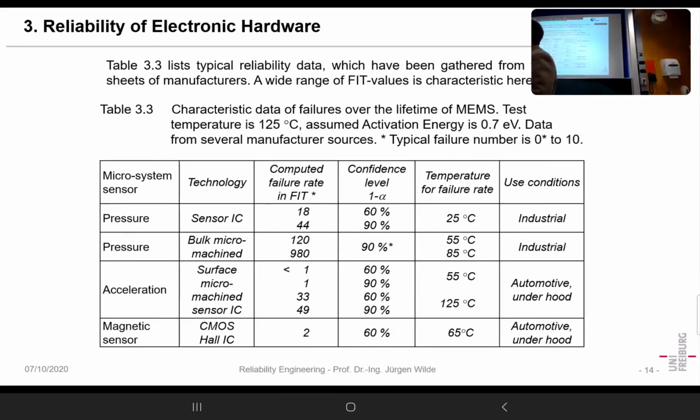It was Arrhenius. He had a Latin name, and so we must know Arrhenius' law, and that says all processes which have an underlying chemical process, and that's also true for reliability processes or reliability limiting processes. All such processes are accelerated in an exponential way by the absolute temperature. And the temperature is in Kelvin.